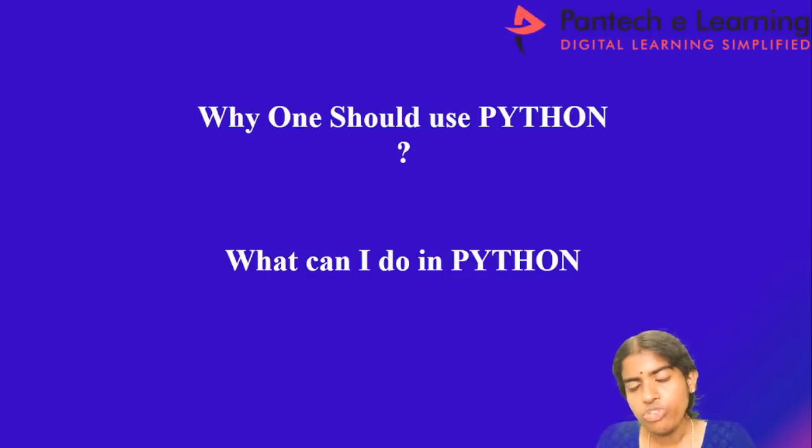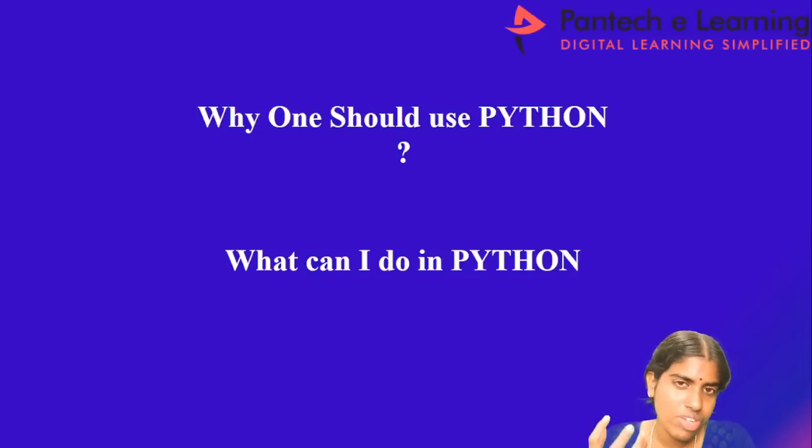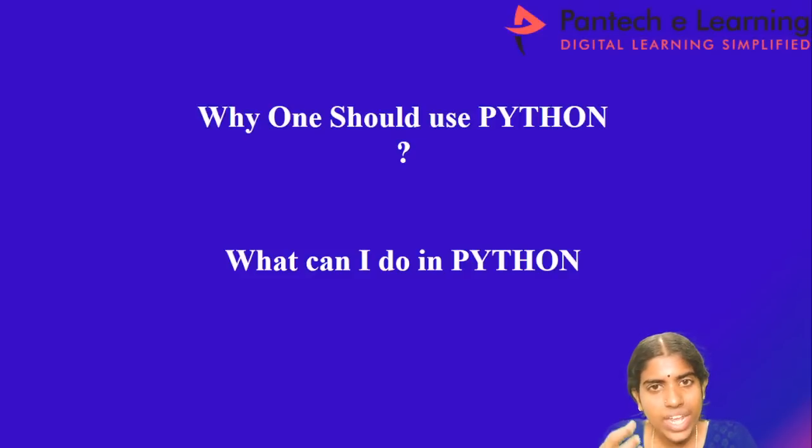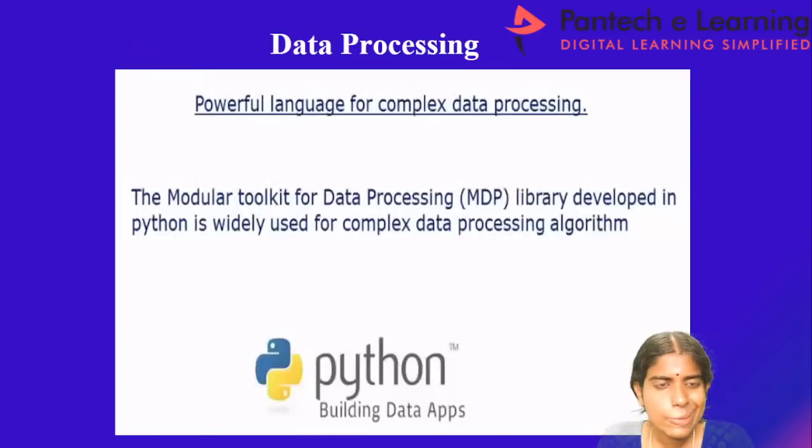So why do we have to go for this Python language? So far I was discussing what the important features of this language are. Next I am going to discuss why we have to go for this programming language. Why one should use this Python language. What are all the different things that can be done using this Python language. So data processing task. Modular toolkit for data processing library. Whenever I want to process huge volumes of data, the whole world is evolving around data.